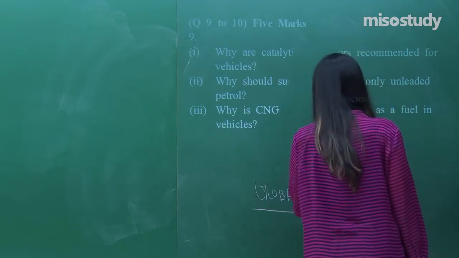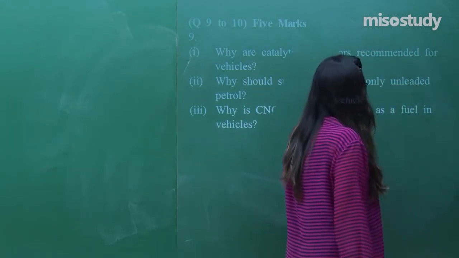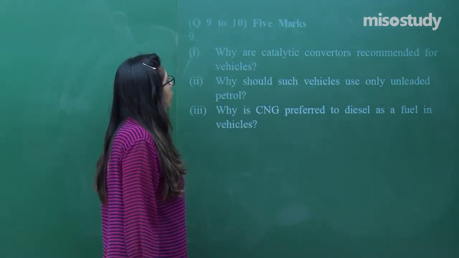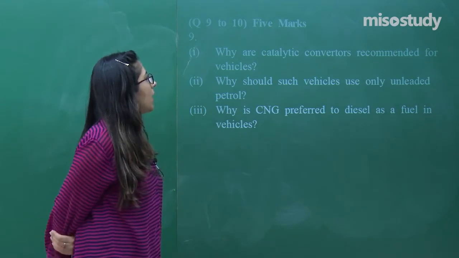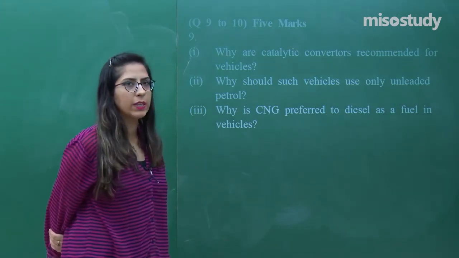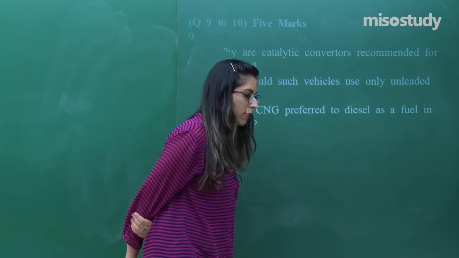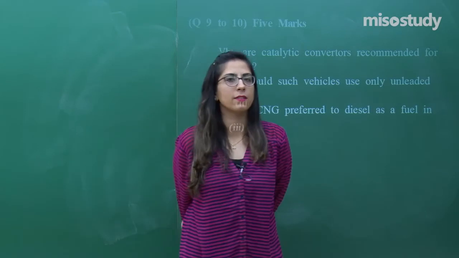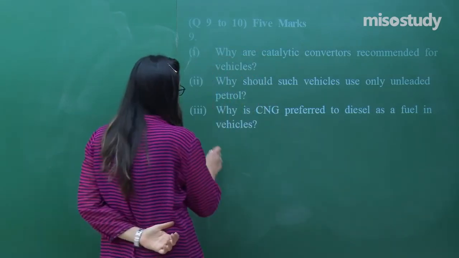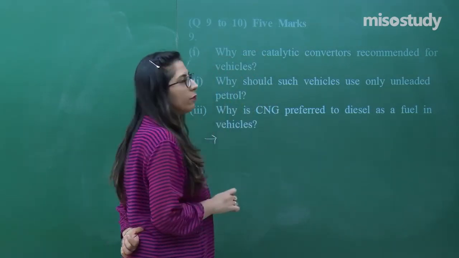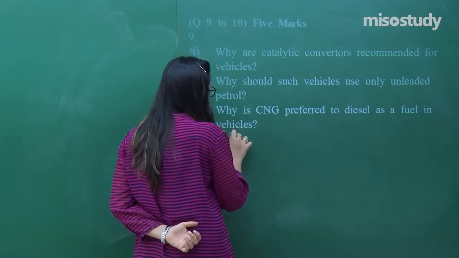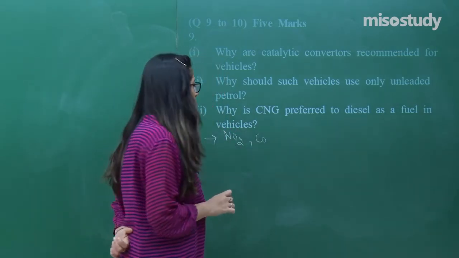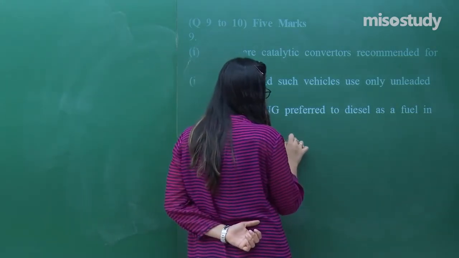The next category is the long answer type question. So, a 5 marks question. The first part is: why are catalytic converters recommended for vehicles? Catalytic converters don't allow the escape of various gases. Those gases which are released normally are nitrogen oxide, carbon monoxide, and certain unburnt hydrocarbons.